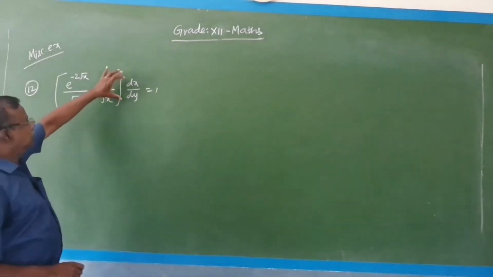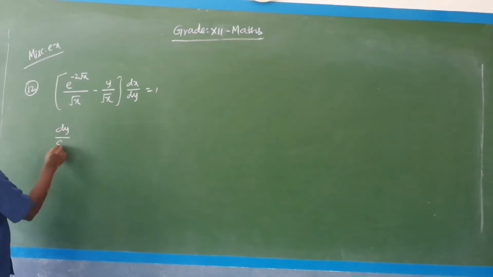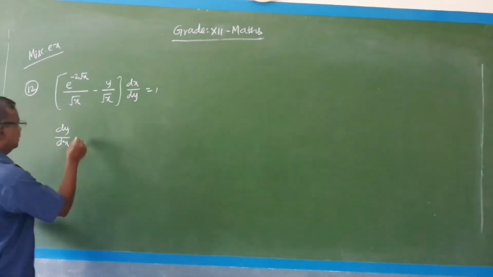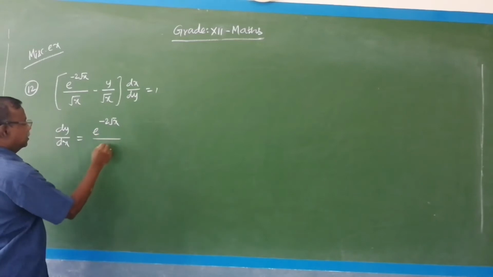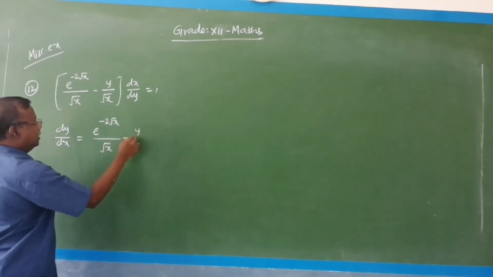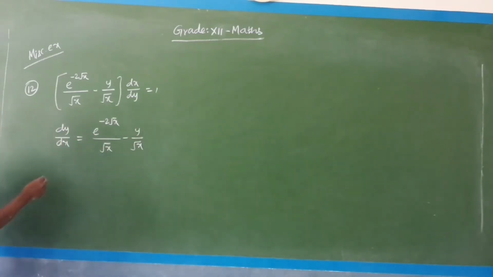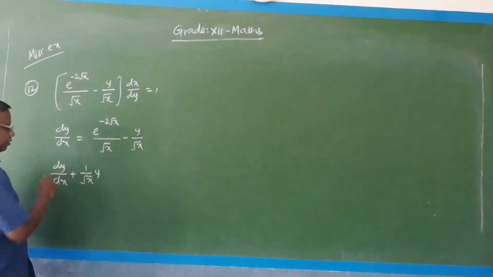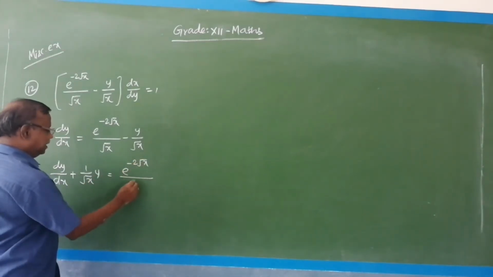Now let us bring the dx by dy to that side, that is dy by dx. I am writing left and right. So I am bringing the right side, but I am writing the dy by dx to the left side. The remaining part is e power minus 2 root x divided by root x, minus y by root x. Bring the minus y by root x to the left side, that is dy by dx plus 1 by root x into y equal to e power minus 2 root x divided by root x.